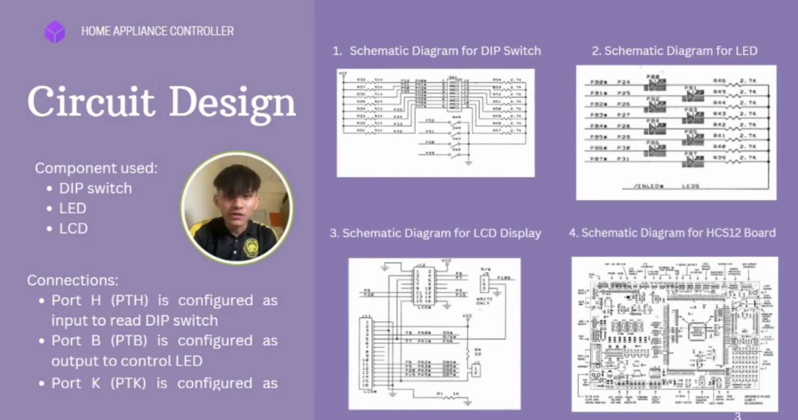Okay, now we go into our circuit design. For this project, we use three components, which are DIP switch, LED, and LCD. For the connection, we use three ports, which are port H, port B, and port K. Port H is configured as input to read the DIP switch. Port B is configured as output to control the LED, and the last port, port K, is configured as output to control the LCD.